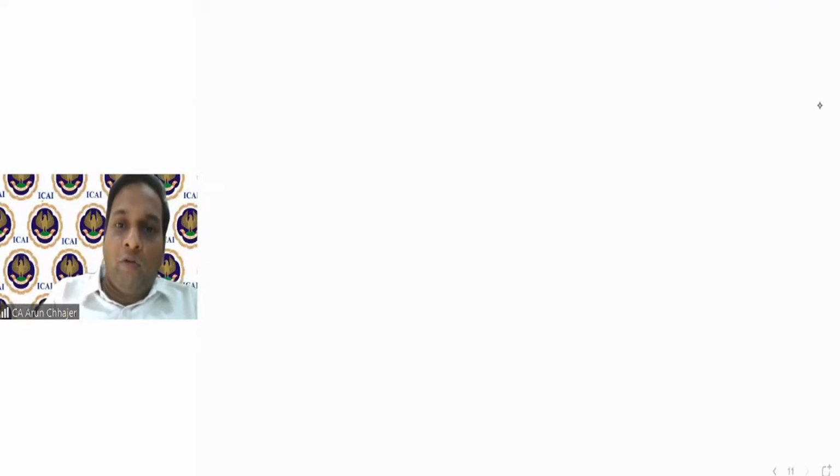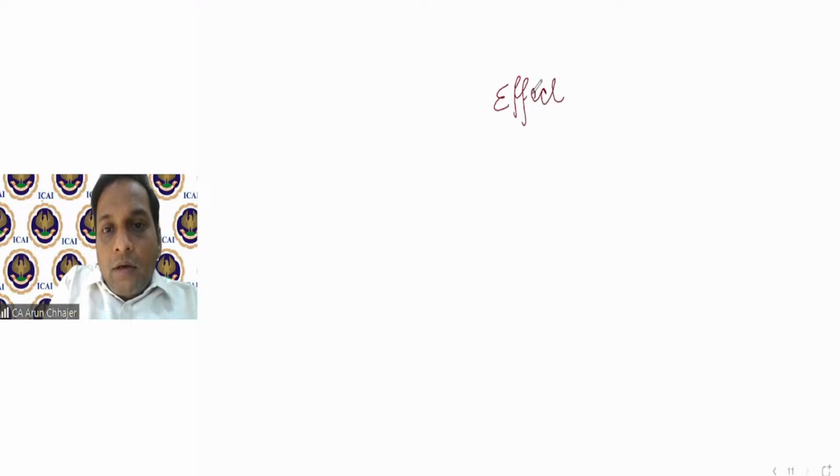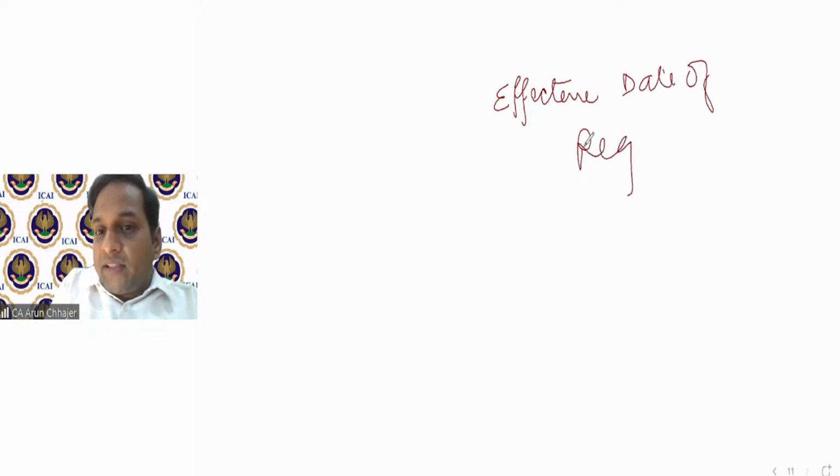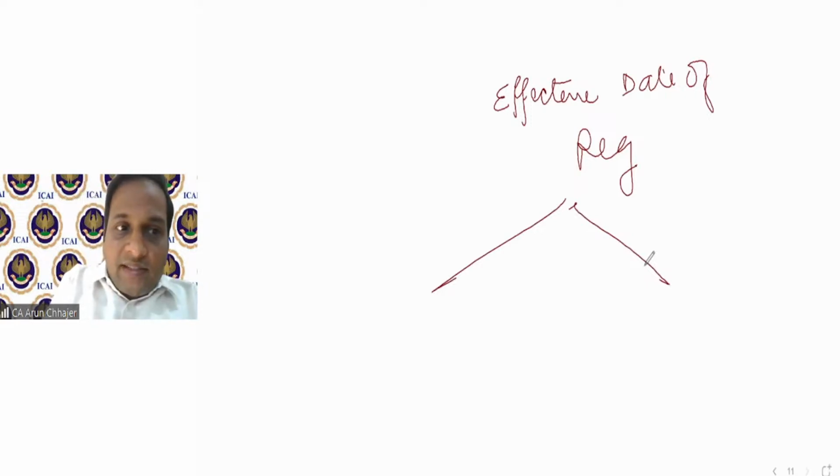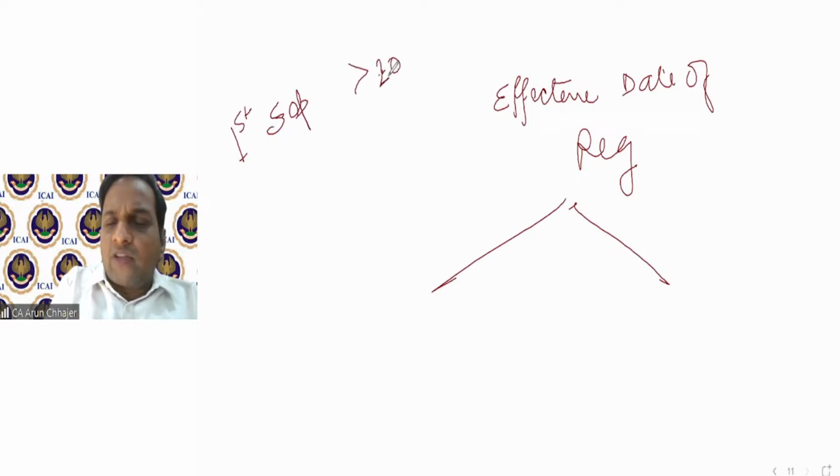The point is, what is the effective date of registration? What is the effective date of the registration? It has been divided in two parts. The day, so we will discuss, let's say, 1st September, my turnover crossed the threshold limit, whether it is 20, whether it is 40, whatever the case may be, no problem.